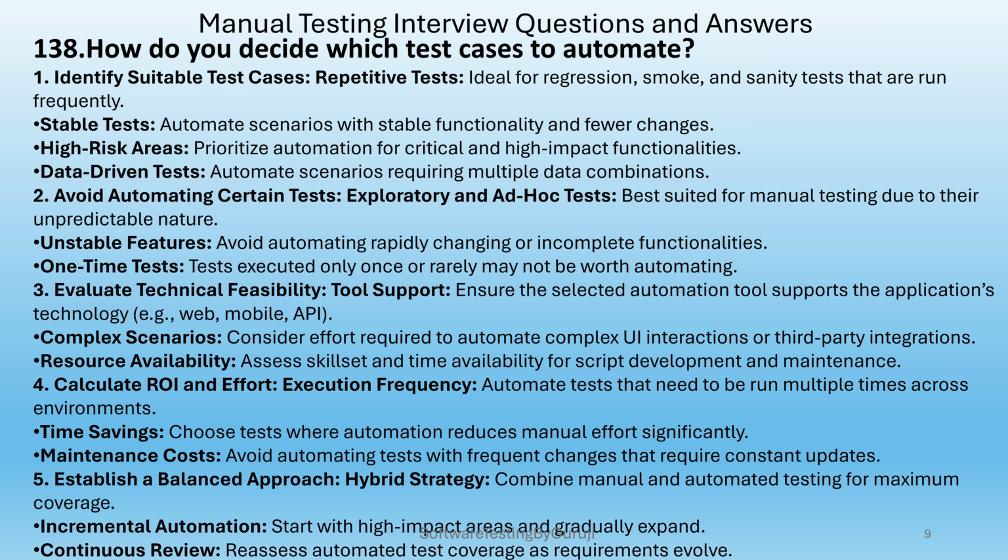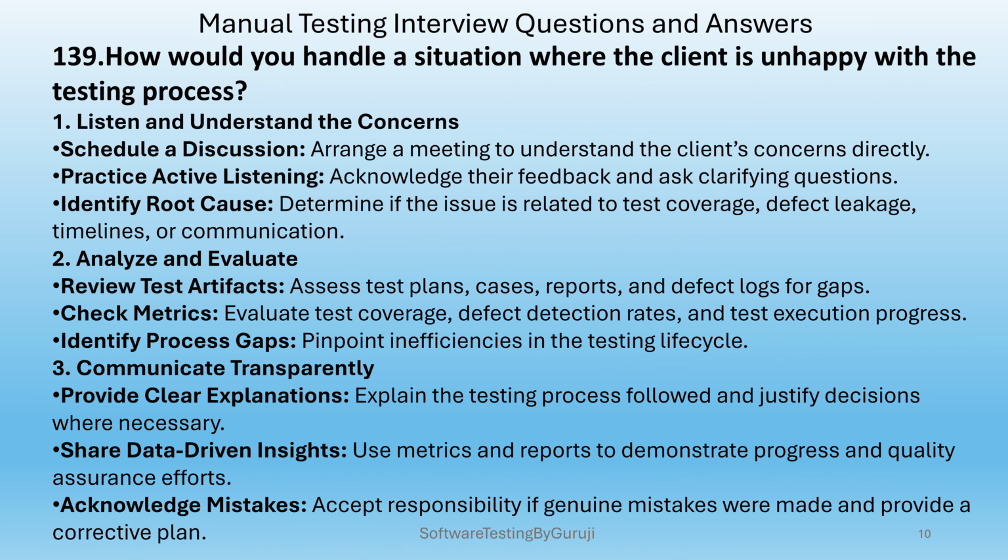Fifth, establish a balanced approach, a hybrid strategy. Combine manual and automated testing for maximum coverage. Incremental automation: start with a high-impact area and gradually expand. Continuous review: reassess automated test coverage as requirements evolve. This is all about how do you decide which test cases to automate. So let's move to the next question.